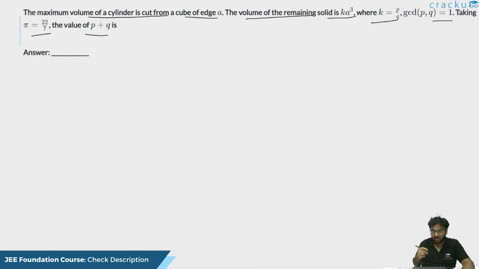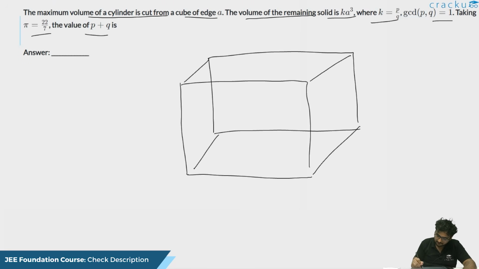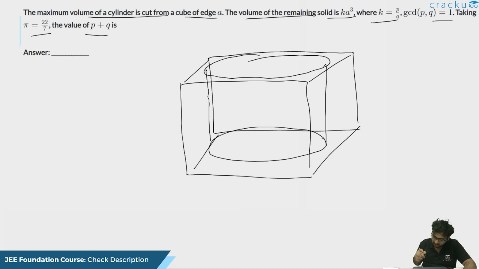So let us first draw the diagram of the cube. So this will be the cube. Now the maximum volume will be when the cylinder would be like this. So the height of the cylinder would be what? The height will be equal to the side of the cube, which is a. And so this would be at the corners.